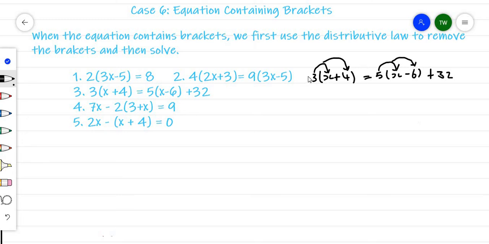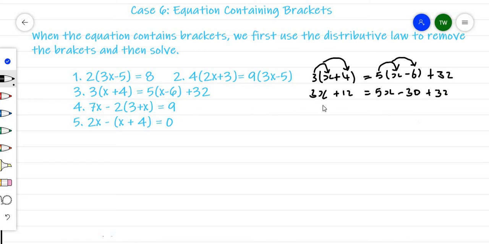Alright, so let's begin. 3 times x, that's going to give us 3x. And 3 times positive 4, that's going to give us positive 12. Equal 5 times x, that's going to give us 5x. And 5 times minus 6, that's going to give us minus 30. Plus our 32 here. Now here we have minus 30 and we have 32. We can combine these together.